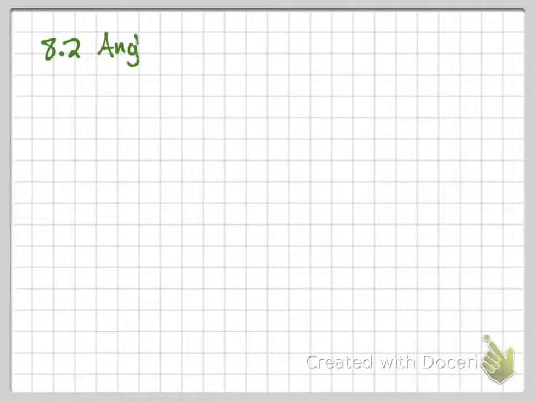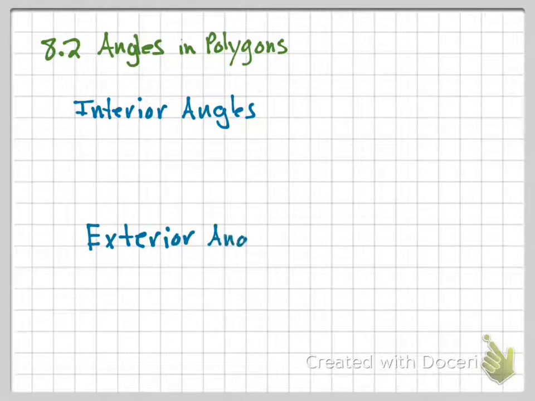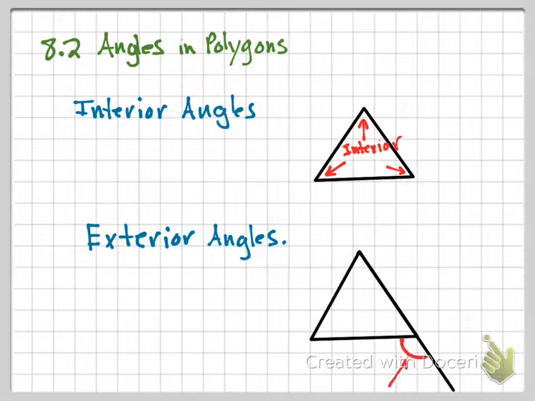All right, in this lesson, we are going to talk about angles in polygons. This is section 8.2. There are two types of angles that we are going to talk about: the interior angles and the exterior angles. These are the interior and these are the exterior.